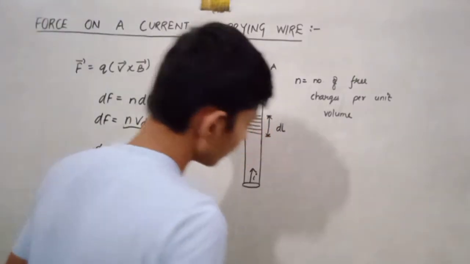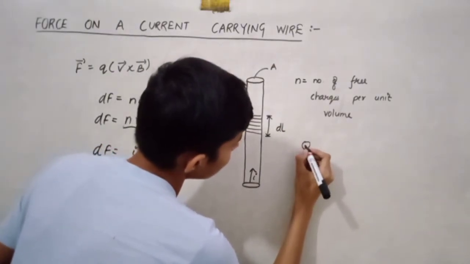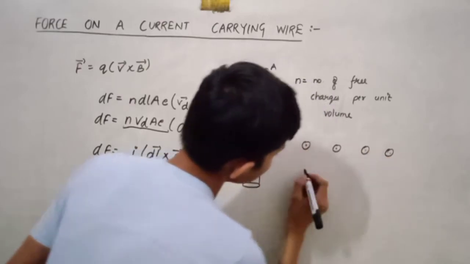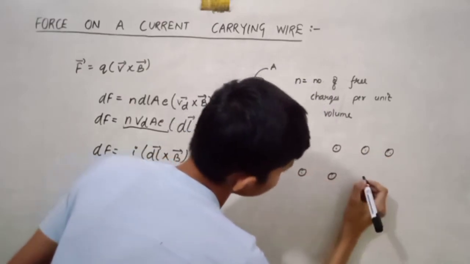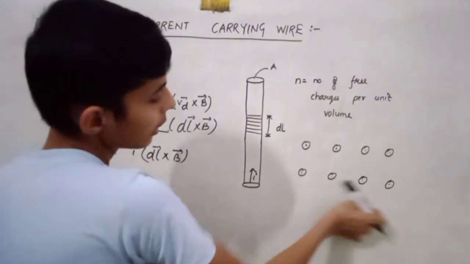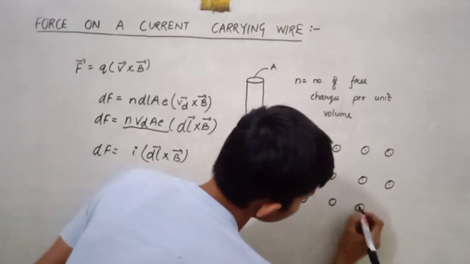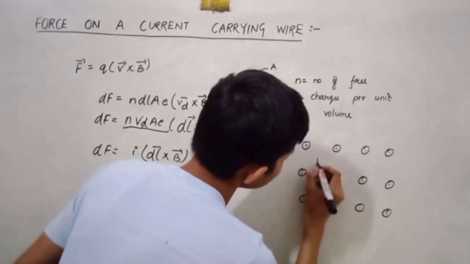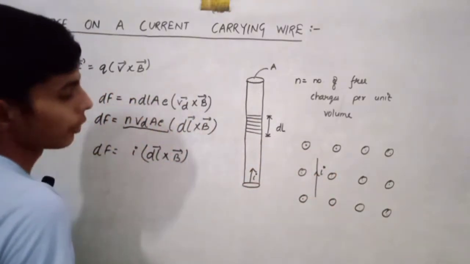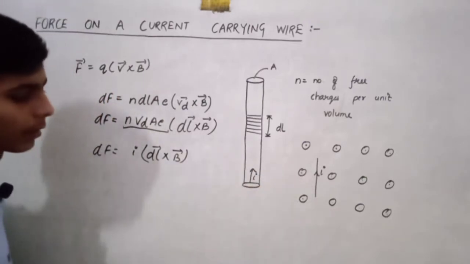Now suppose the magnetic field is out of the plane. This symbol is used to show magnetic field out of the plane. Suppose this is a wire and this is a current in this direction. Now we have to find the force on this wire.